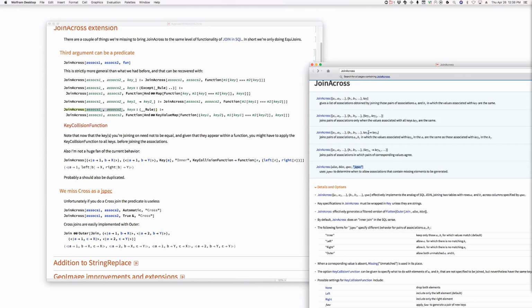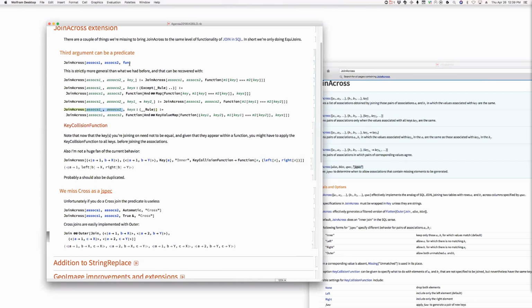Well, but you might want... Okay, so your point is, given two associations, the thing is really this is a predicate which joins elements of associations 1 and associations 2 when pred gives true. When the result of applying pred gives true. Is that correct?